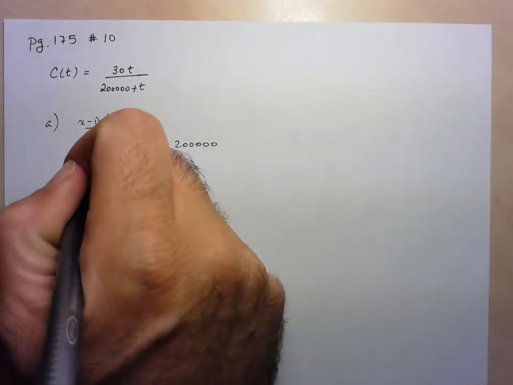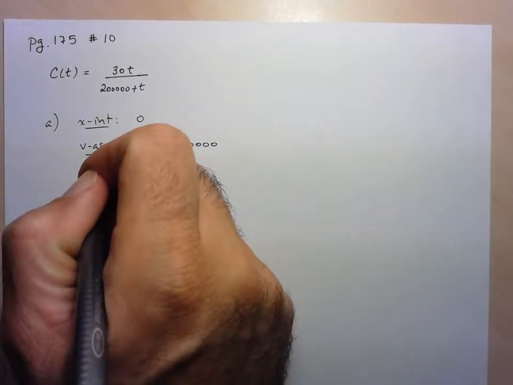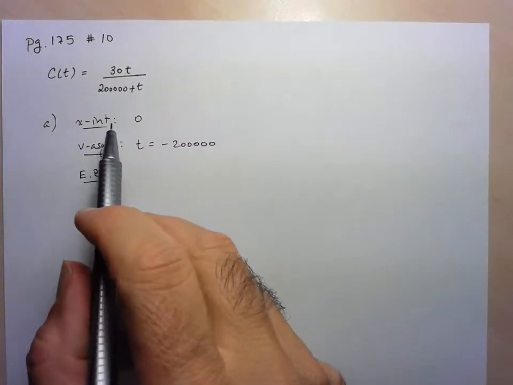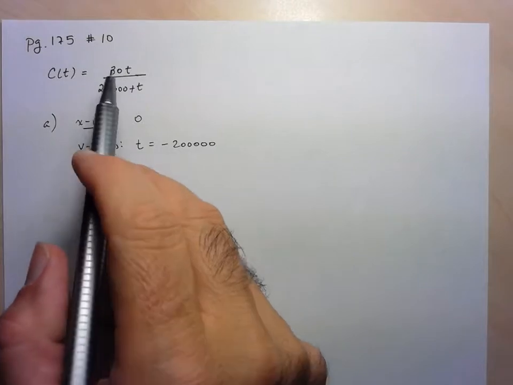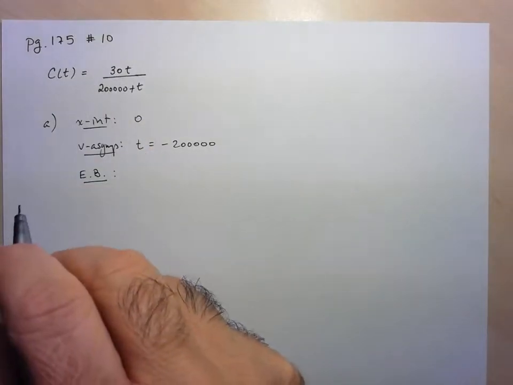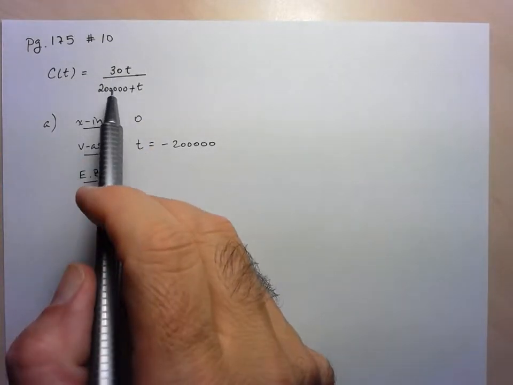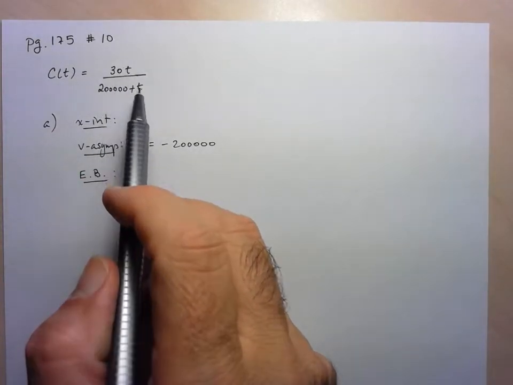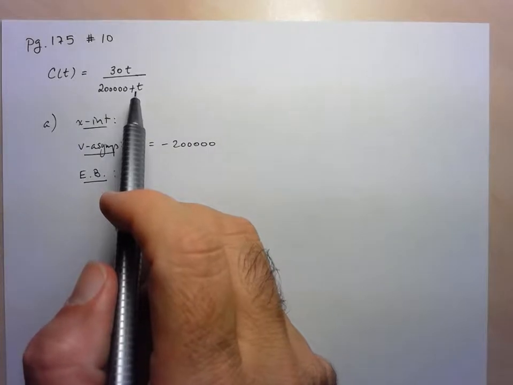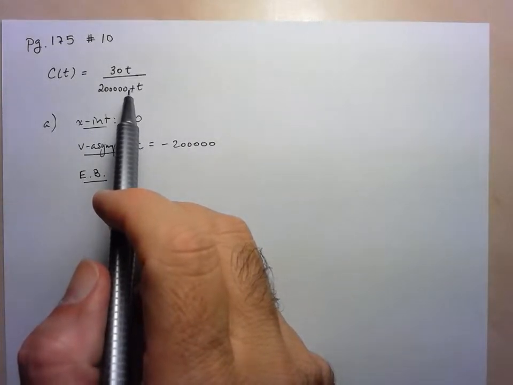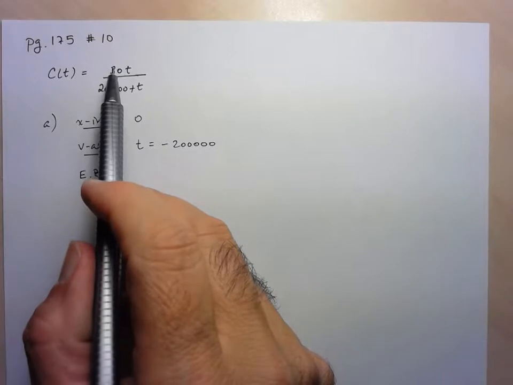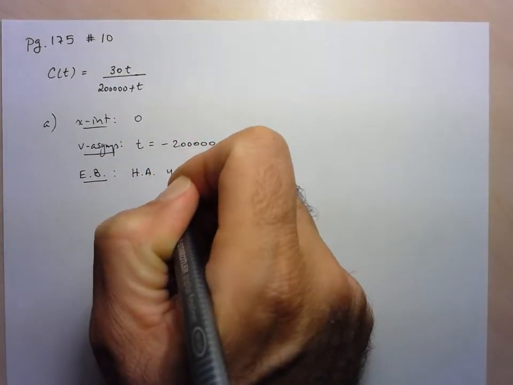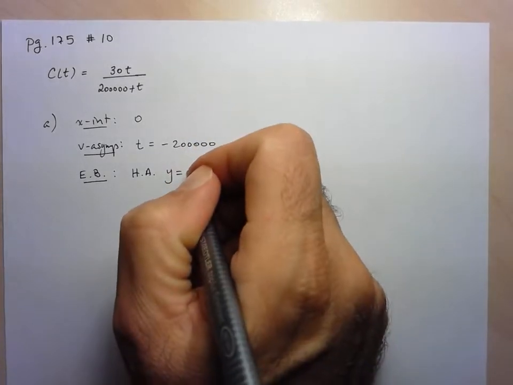Okay, let's look at the end behavior. By the way, here I can see that the y-intercept will also be 0. Okay, if I input x equals 0, the whole thing is going to be 0. And the end behavior, well, this is a rational function with the same degree in numerator and denominator, so I just have to look at the quotient of the leading coefficients, so 30 over 1. So here we have a horizontal asymptote of y equals 30.